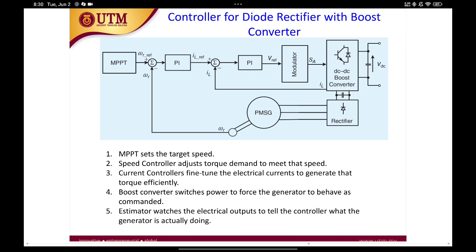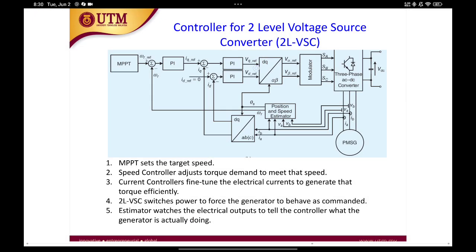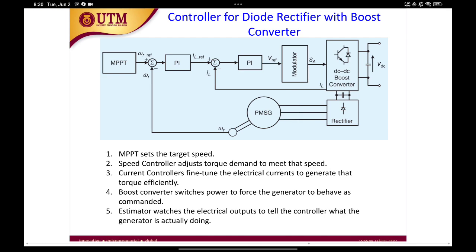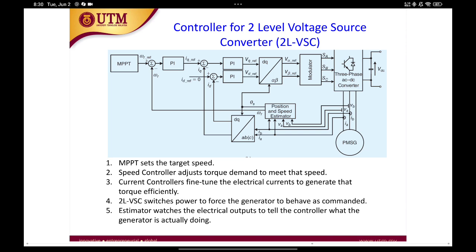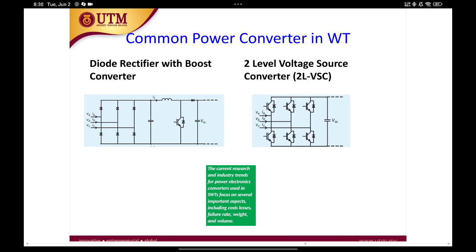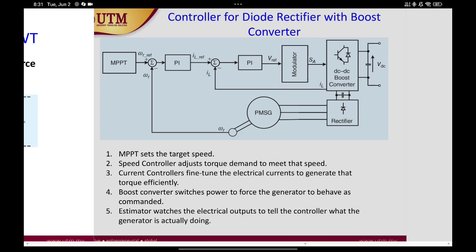Make sure you know how to draw this. Basically you have a rectifier, you have a boost connected to DC, and then the other part is based on the two-level voltage source converter. Last time they had a question on drawing this and explaining it. This one also, drawing and explaining. I don't think you can draw this because it's quite complicated. I recommend you draw this one only, which is much simpler.